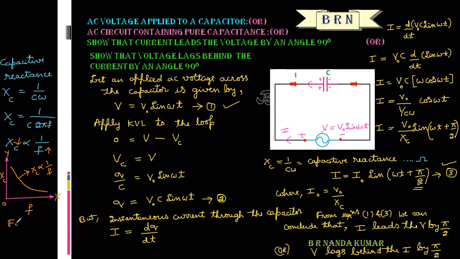For the flow of DC, what is the value of capacitive reactance? For DC, frequency f is equal to 0. The capacitive reactance Xc is equal to 1 divided by 0, and 1 divided by 0 is infinity. So that means the capacitor blocks the flow of DC. This point is very, very important.